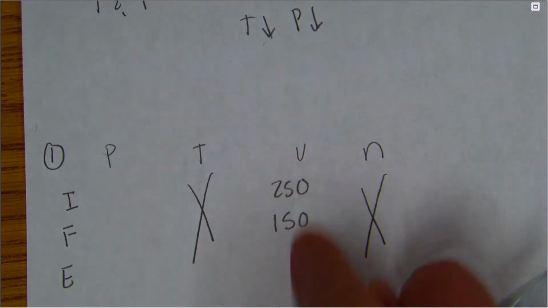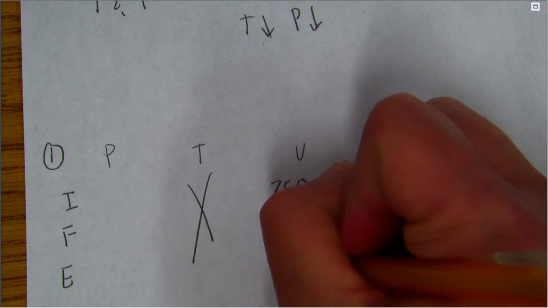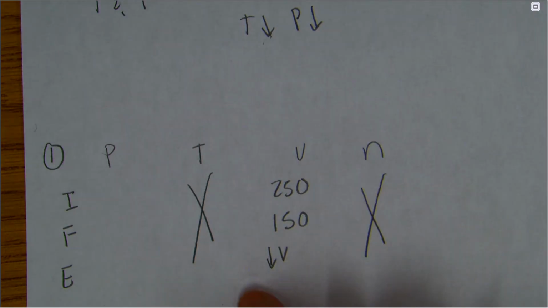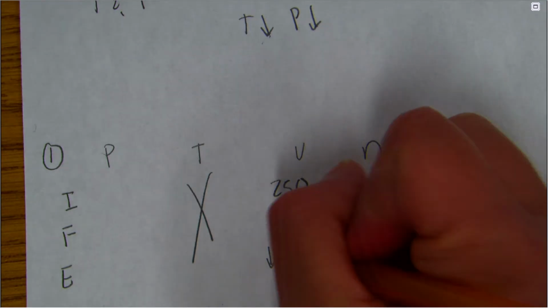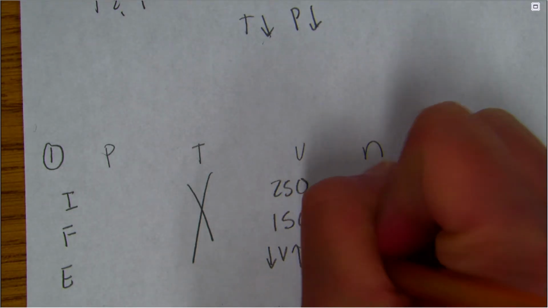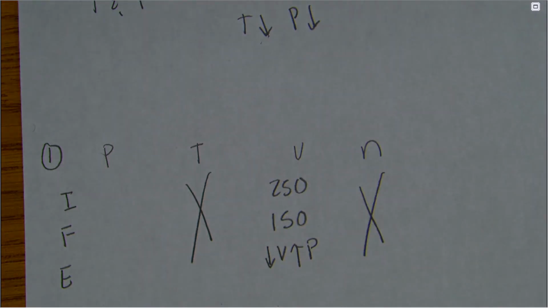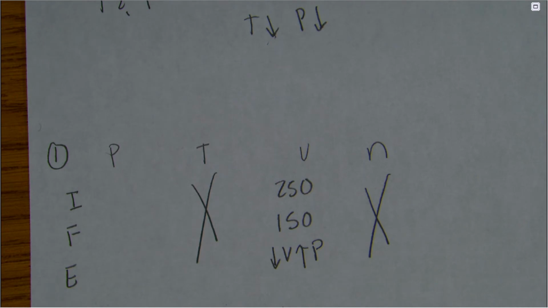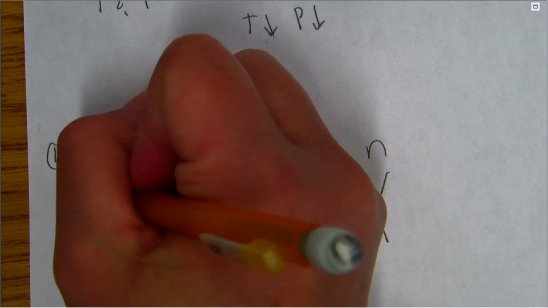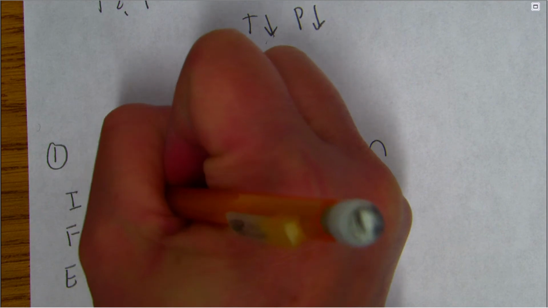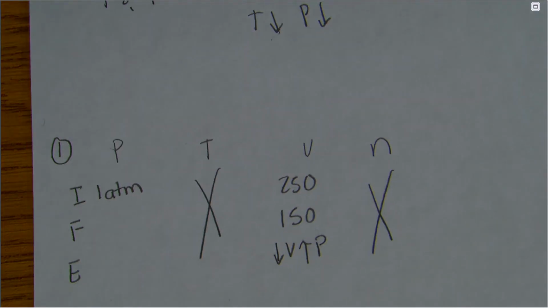So I am seeing a decrease in volume. If I see a decrease in volume, that is going to cause an increase in pressure. It tells us that our pressure is at a standard pressure. So let's use atmospheres. You can do this with any pressure, but I'm going to use atmospheres. And I already know that the standard atmospheric pressure is 1 atmosphere.